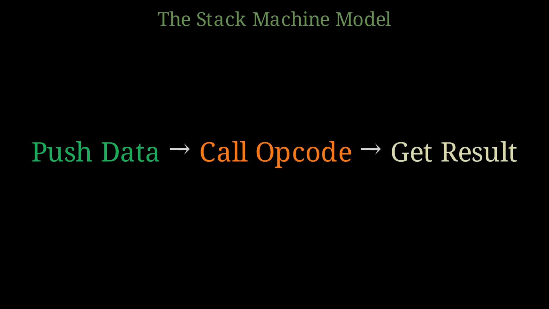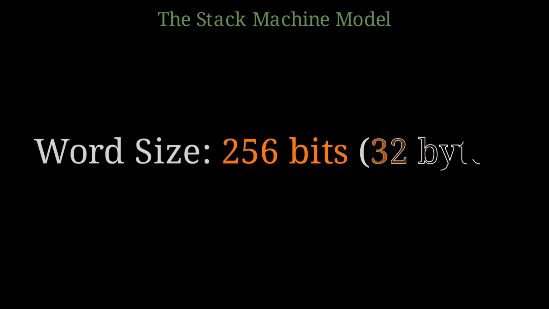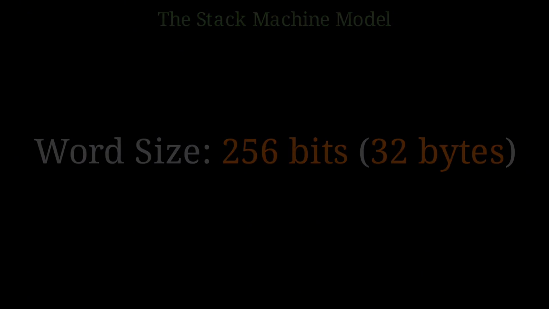The process is simple. We've learned about the stack previously. First, you push data onto the stack. Then, you call an opcode to operate on that data. And finally, you get your result back on the stack. Remember, the word size in Ethereum is 256 bits, or 32 bytes. This means every value on the stack, no matter how small, takes up this full word size.